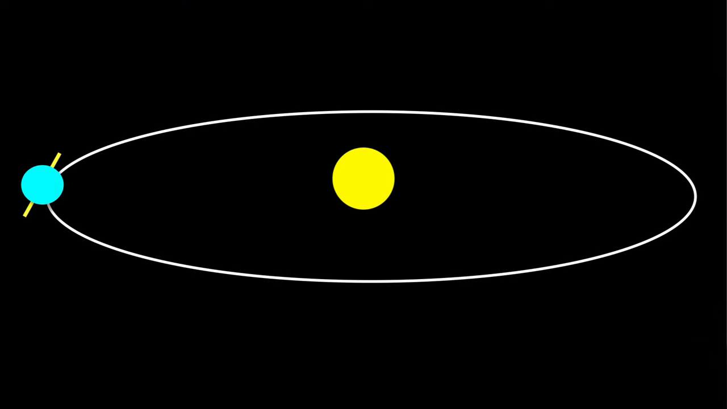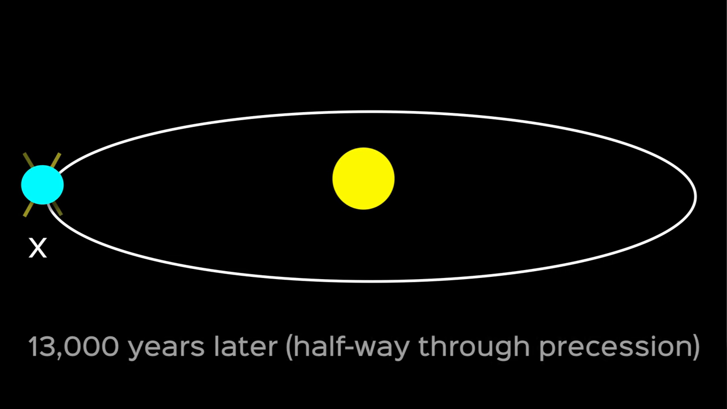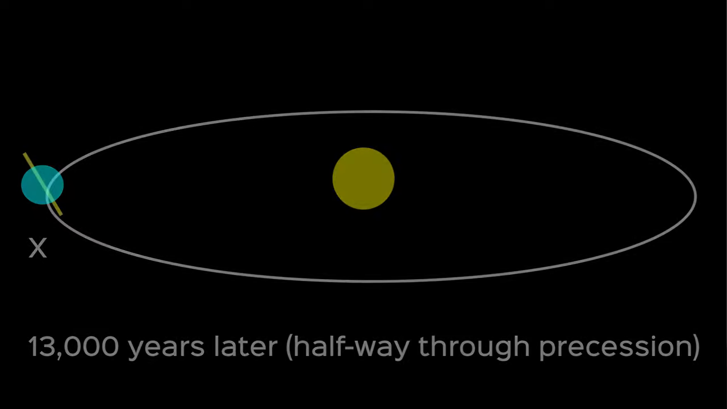Picture the Earth right here during the summer solstice. We'll call this position X. In 13,000 years, when the Earth is halfway through the precession movement, the axis will be pointed the other way. So now position X is no longer the position of the Earth for the summer solstice, but the position for the winter solstice. So does this mean the seasons are going to change over time as well? In 13,000 years, will we have Christmas during summertime?